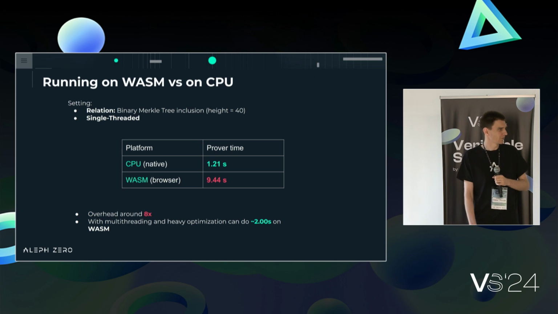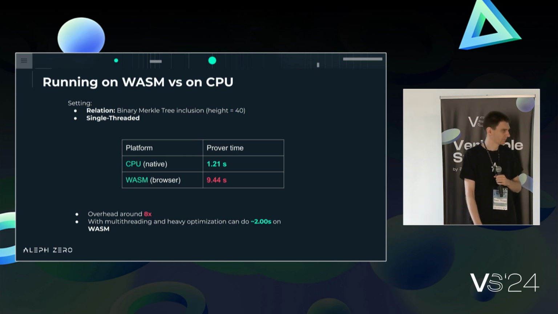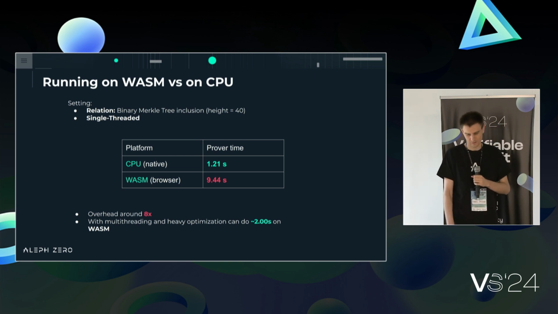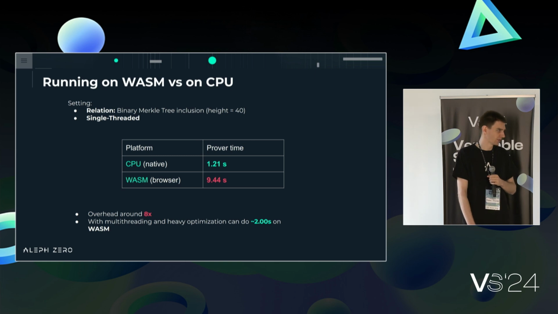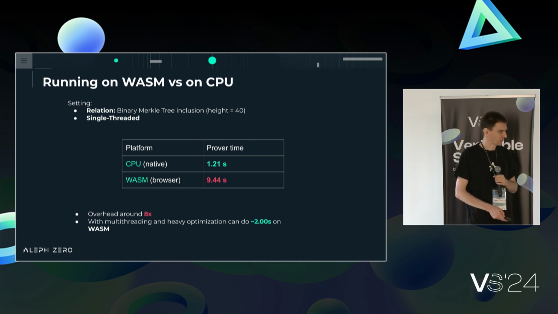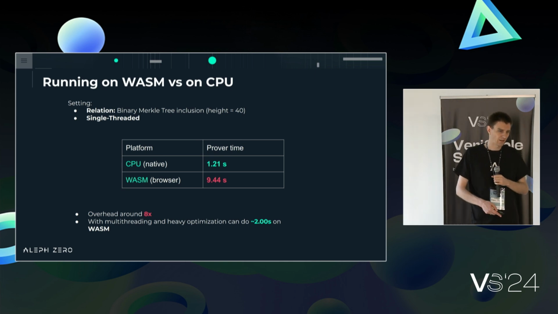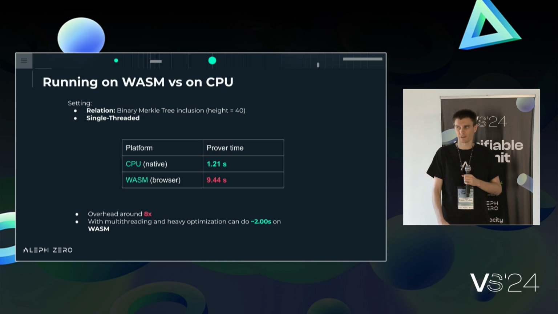So, if you manage to actually run with multi-threading, you do a couple of tricks, some optimization, you can bring it down close to the native time on single-threaded. The 2 seconds is roughly what we can get for these particular benchmarks. By optimizing the circuits further, we can even get better times.